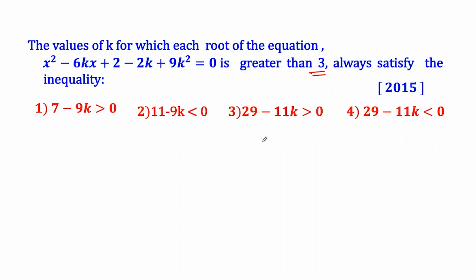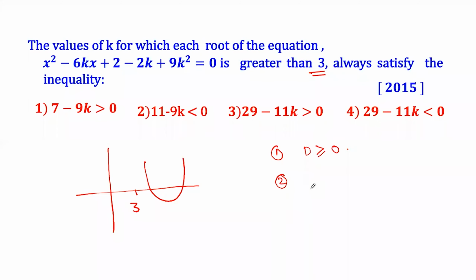Greater than 3. So the graph in this case, quadratic will be something like this. Point 3 is here only, right? So what we required? First condition was D greater than or equal to 0, right? Second, a, that is 1 here, and f(3) must be greater than 0.